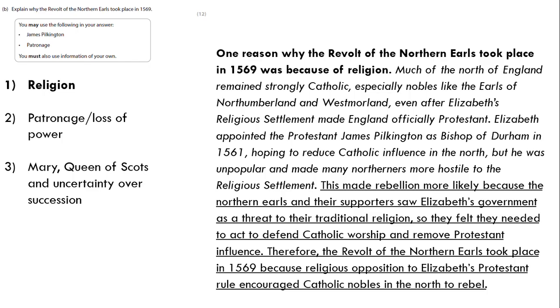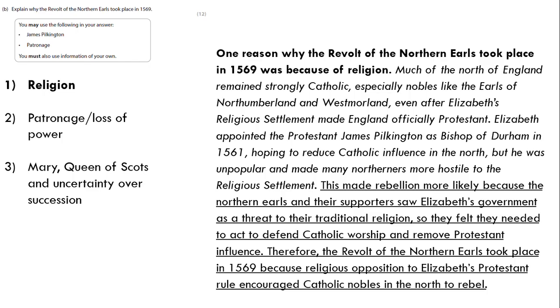Elizabeth appointed the Protestant James Pilkington as Bishop of Durham in 1561, hoping to reduce Catholic influence in the north, but he was unpopular and made many northerners more hostile to the religious settlement. This made rebellion more likely because the Northern Earls and their supporters saw Elizabeth's government as a threat to their traditional religion, so they felt they needed to act to defend Catholic worship and remove Protestant influence. Therefore, the revolt of the Northern Earls took place in 1569 because religious opposition to Elizabeth's Protestant rule encouraged Catholic nobles in the north to rebel.